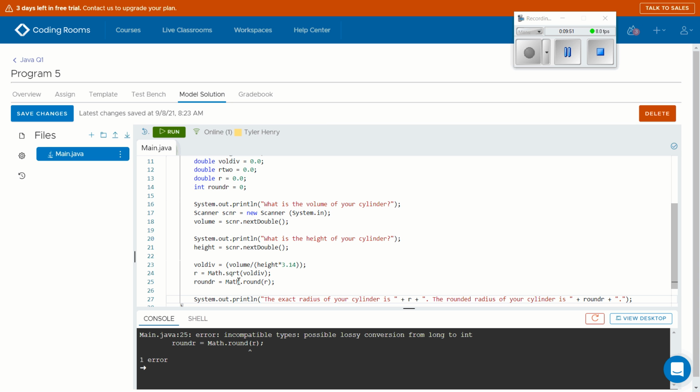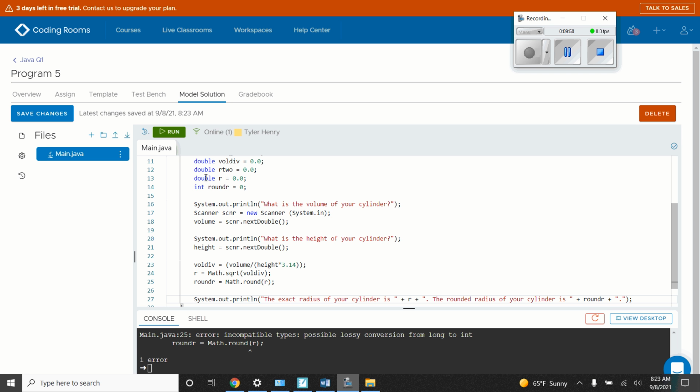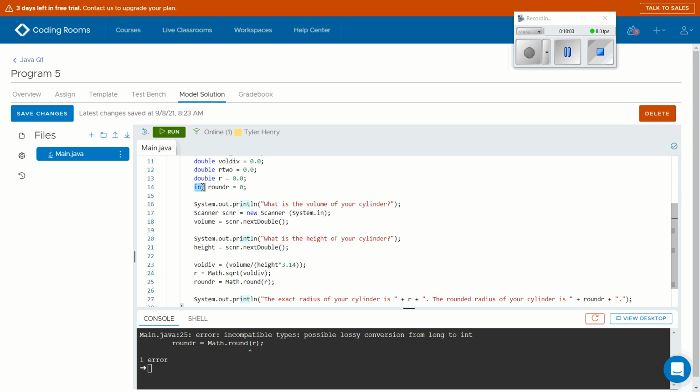Okay, so somewhere in line 25, it looks like I made a little mistake. So I think the issue it might be having is the fact that this is a double and this is an integer. So let's try making them all doubles and see what happens. And so I'll run it again. So no more errors. That doesn't happen very often.